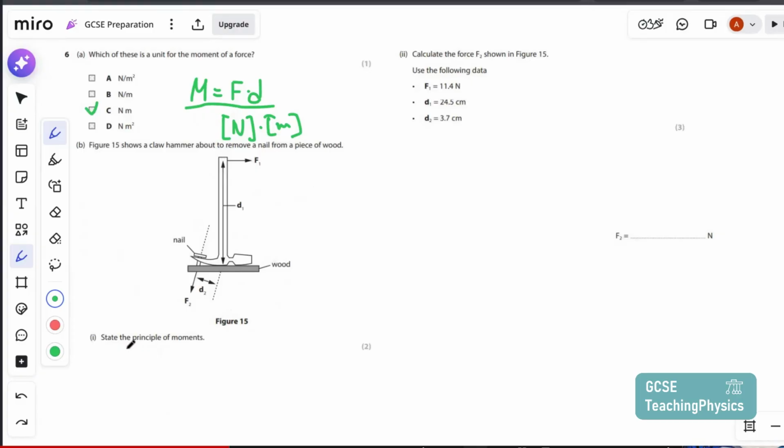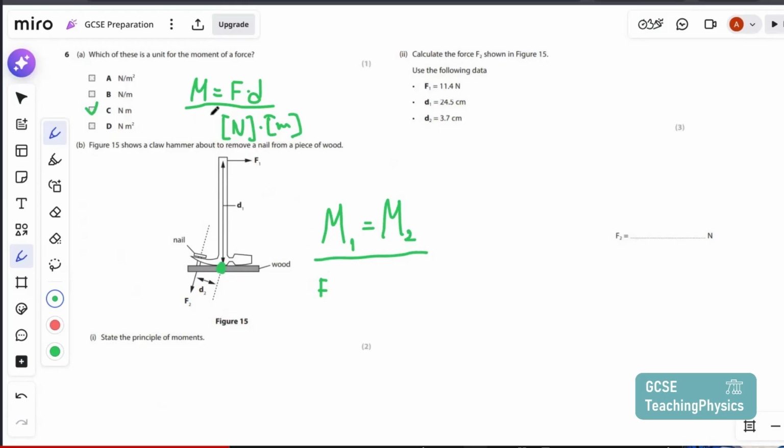So they want us to state the principle of moments, and they give us some distances here. As you can see, this is our pivot, and there are two distances, yeah? We should first state what the principle of moments is. It's the principle that states that the clockwise moment equals the anti-clockwise moment. So this is the principle of moments.